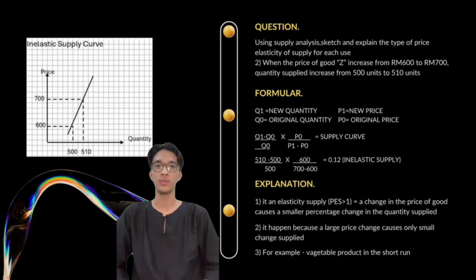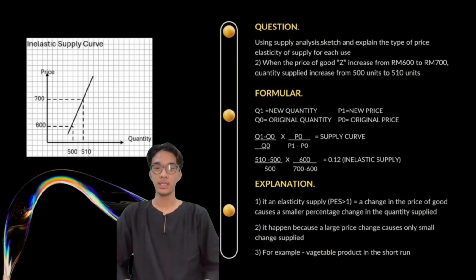For the third question, using supply analysis, sketch and explain the type of price elasticity of supply for each case. When the price of good Z increases from 600 to 700, the quantity supplied increases from 500 to 510 units. We are using the same formula, that means 510 minus 500 divided by 500, times 600 divided by 700 minus 600. That means 0.12 elasticity of supply.